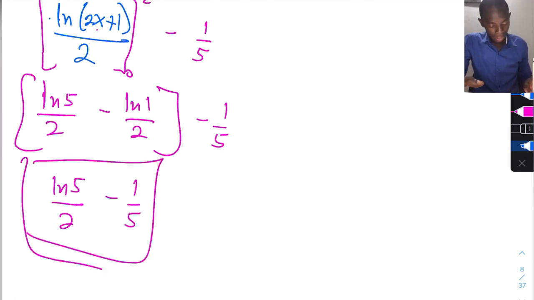So you leave your answer in this form. Don't put it on the calculator to see what you get, because they said to leave your answer in the exact form. So you leave it in this particular form, and you are good to go. Let me check something here. Okay, so that's fine.